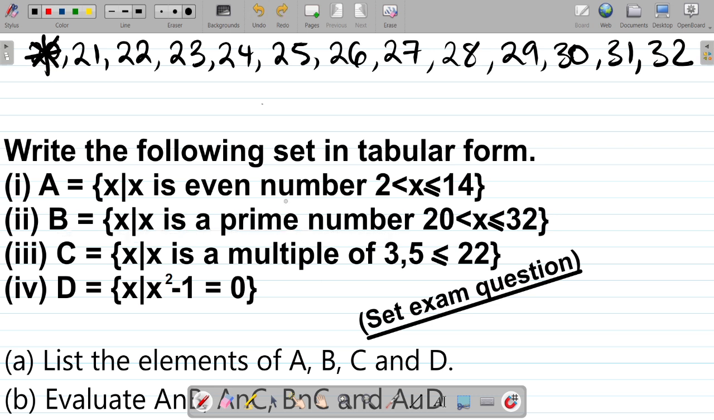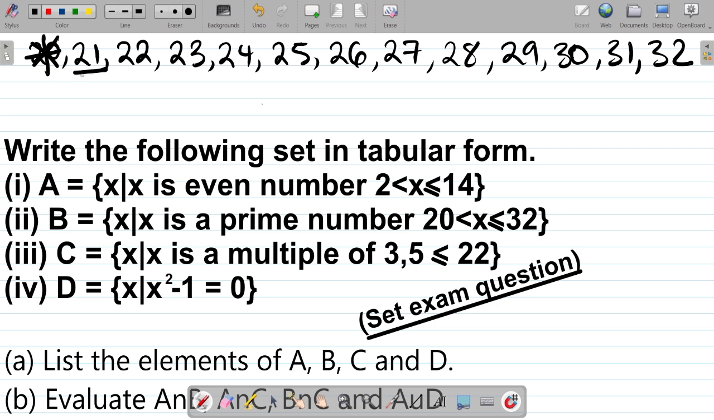Prime numbers are those numbers that cannot be divided by any number except themselves and 1 without a remainder. Okay? So prime numbers are simply those numbers that cannot be divided by any other number except themselves and 1. All right? So what are the prime numbers here? Let's go through them one after the other.